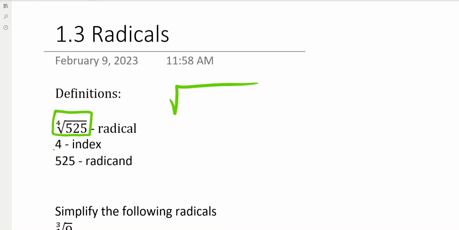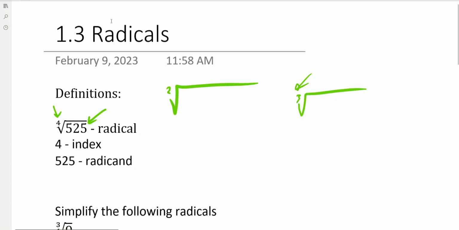Okay? The 4 in this number is the index. That is the little 4 up here. And if it's a square root, there's an invisible 2. And if it's a cube root, what's the index? 3. Okay? So that's the index. The radicand is the thing that's being rooted. And that's what we need to know for now.